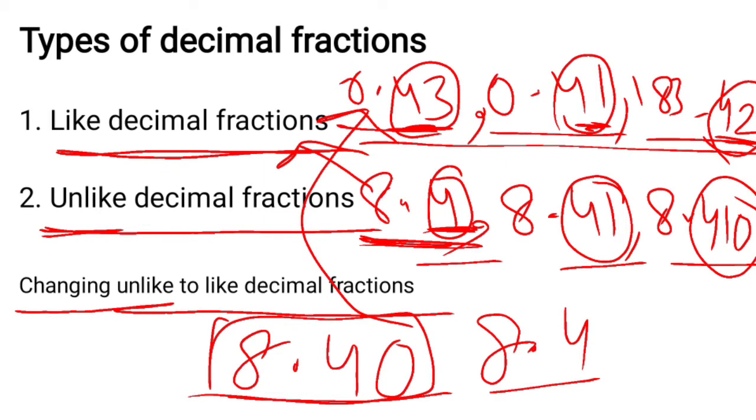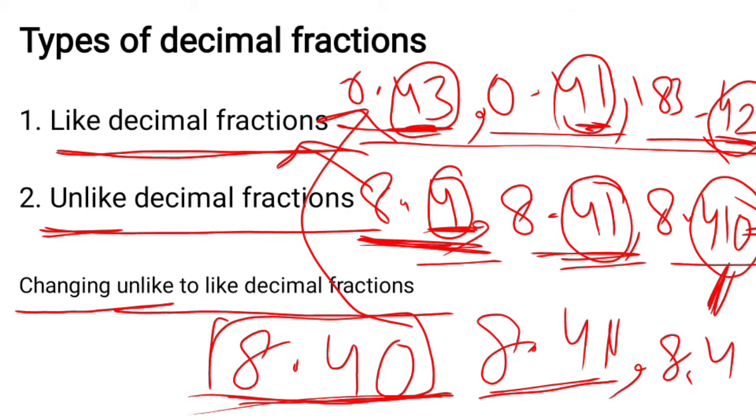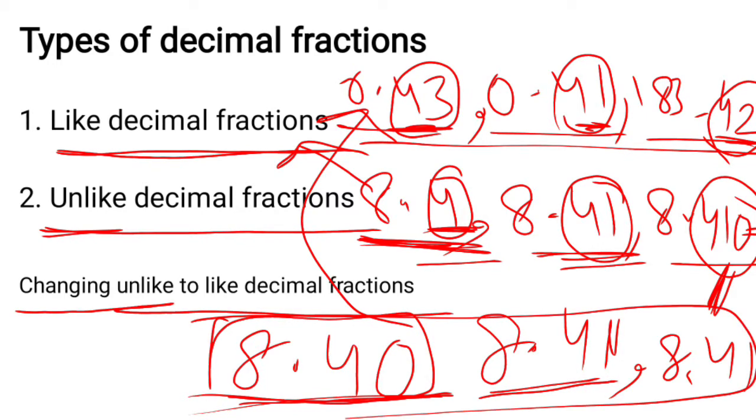Okay, now if you want to make this number the same as the like fraction, this number we already created is already in 2 digits, and we can make it 2 digits by just removing the extra 0 at the end. So what we will do, it is 8.41. And this one is 8.41 also. Now all these three unlike decimal fractions become like decimal fractions.